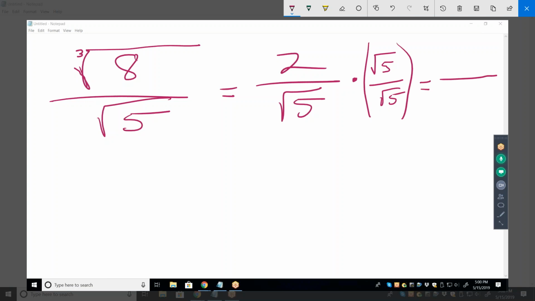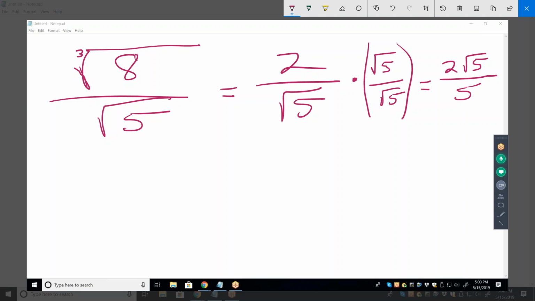The square root of 10. No, it's 2 root 5 is the way you say that. Root 5. And then what's the bottom? What's the root 5 times root 5? Root 25, or 5.